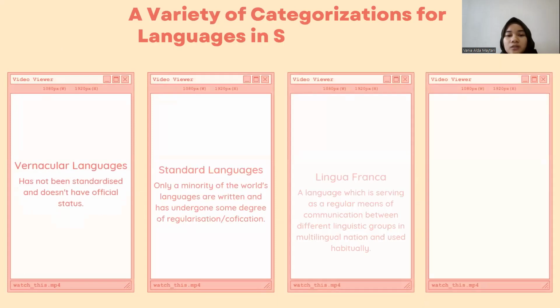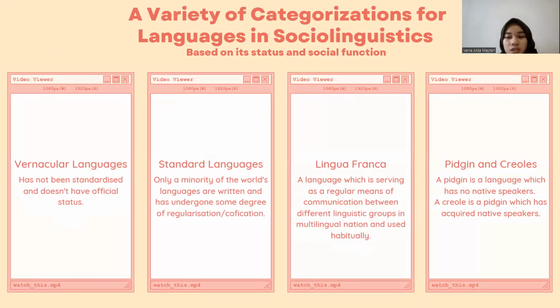Next is a variety of categorization for language in sociolinguistics based on its status and social function. The first one is vernacular language. Vernacular languages are usually the first language learned by people in multilingual communities and often used for a relatively narrow range of informal functions. In general, this is a language which has not been standardized and which does not have official status.